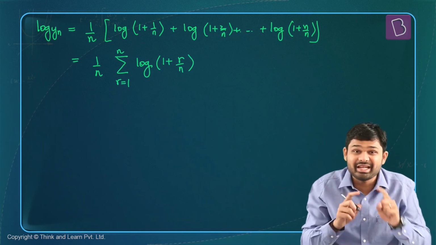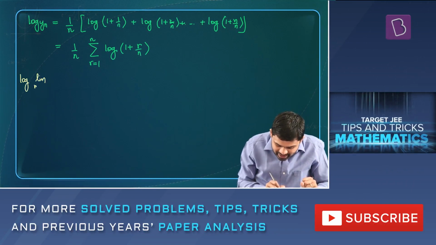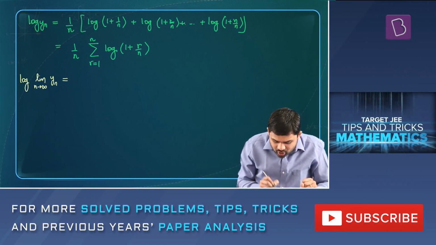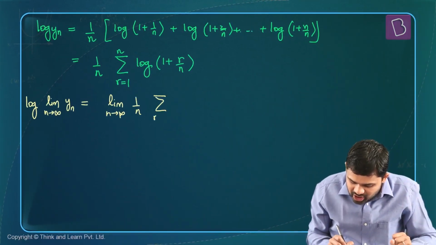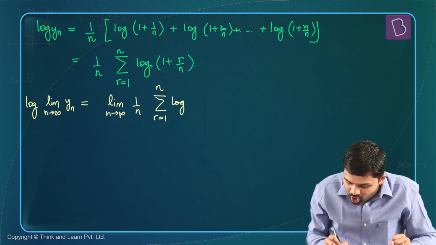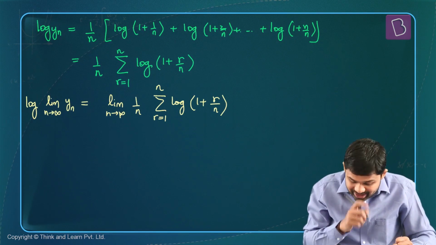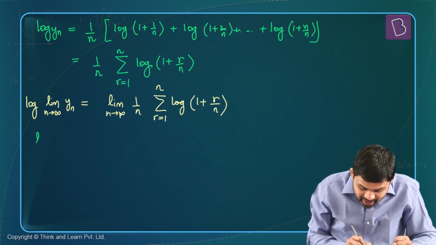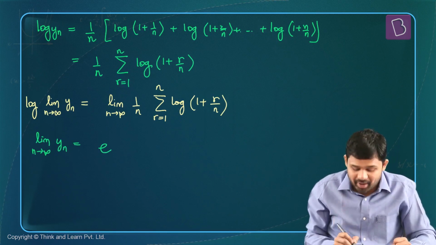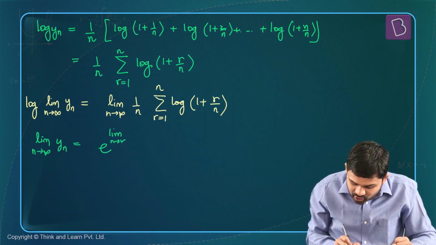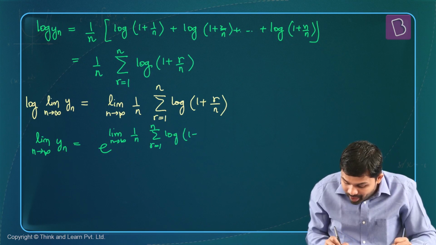We'll take the limit. The limit and the log can be interchanged. So this can be written as log of limit n tending to infinity of yn equal to limit n tending to infinity of 1 by n summation r equal to 1 to n log of 1 plus r by n. I take the log onto the other side from the left hand side to get limit n tending to infinity yn equal to e power limit of n tending to infinity 1 by n summation r is 1 to n log of 1 plus r by n.